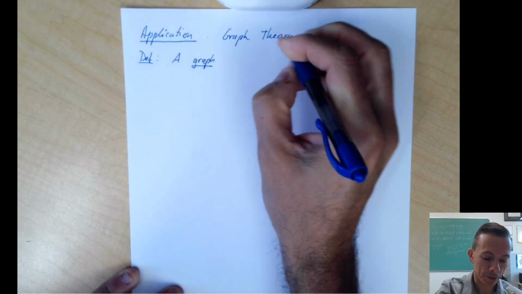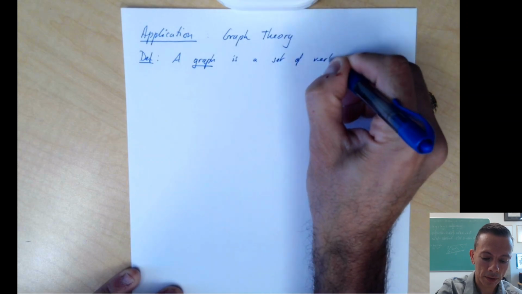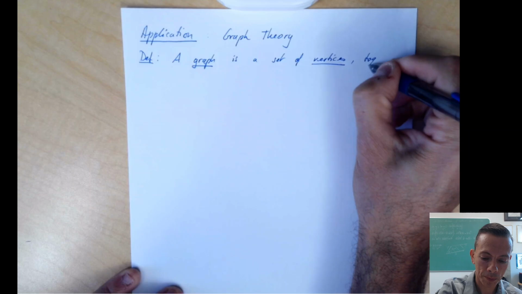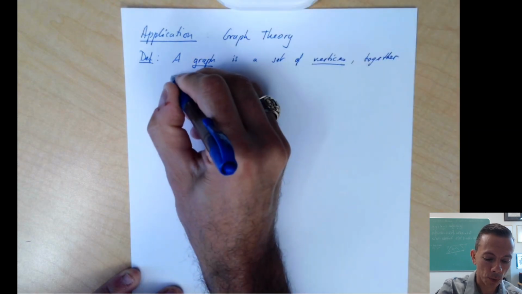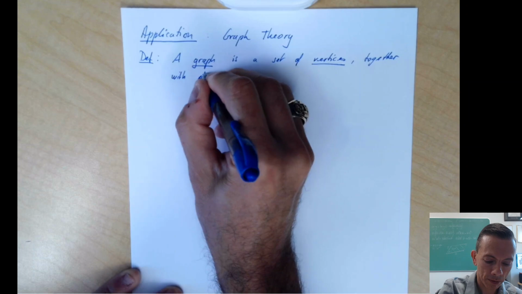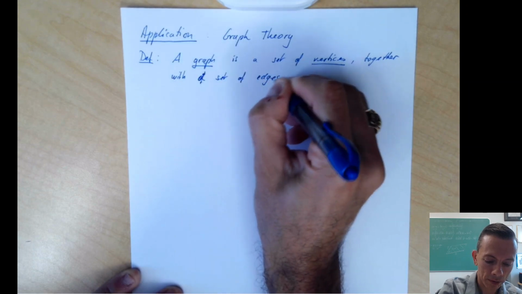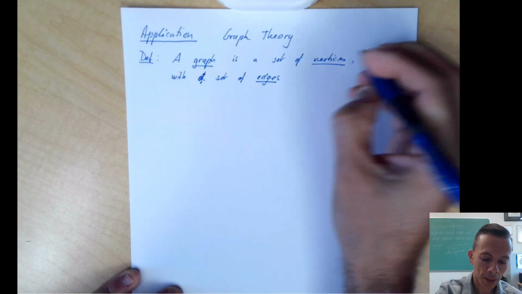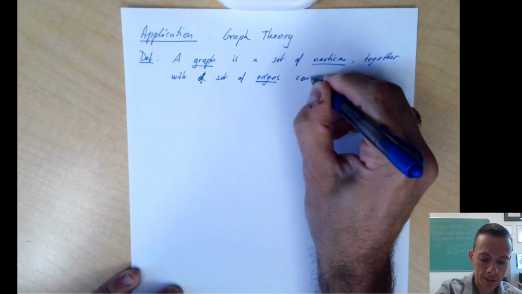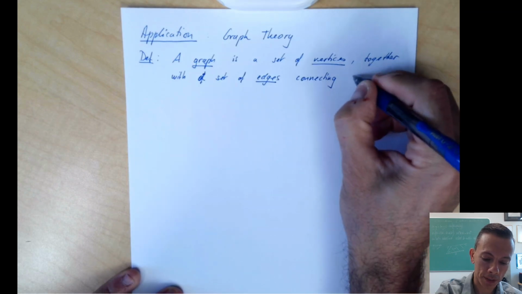So a graph is a set of vertices together with a set of edges, and these edges connect some or all of the vertices.